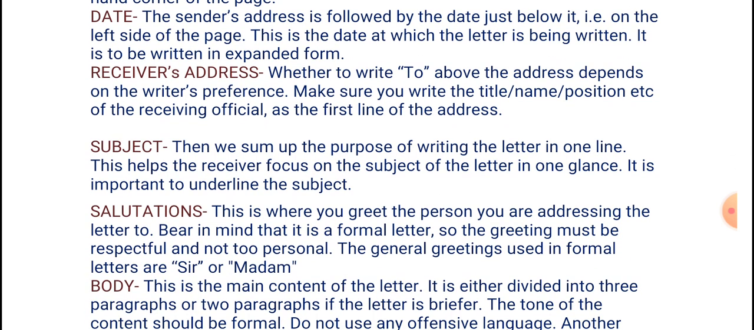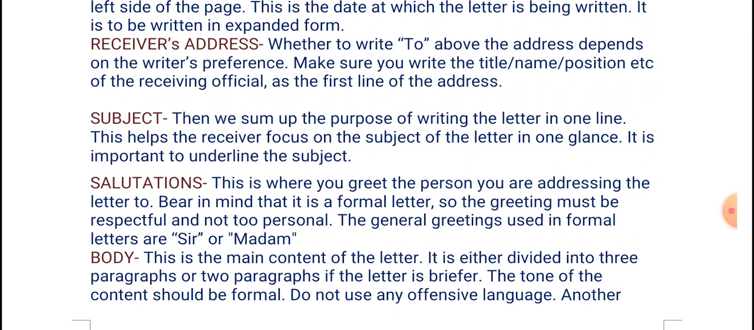And what is subject? We sum up the purpose of writing the letter in one line, that is called subject. This helps the receiver focus on the subject of the letter in one glance. It is important to underline the subject, so underline the subject also.